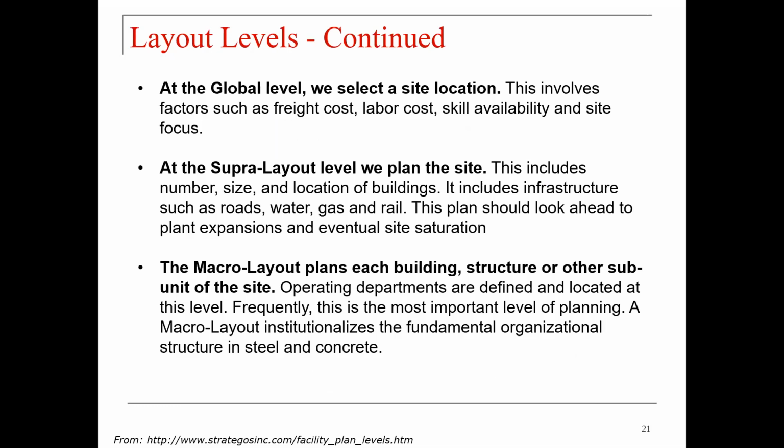So here's some extra description. At the global level, we select the site location. This involves factors such as freight costs, labor costs, skill availability, and site focus. At the supra level, we plan the site. This includes the number, size, and location of buildings. It includes infrastructure such as roads, water, gas, and rail. This plan should look ahead to plant expansions and eventual site saturation.